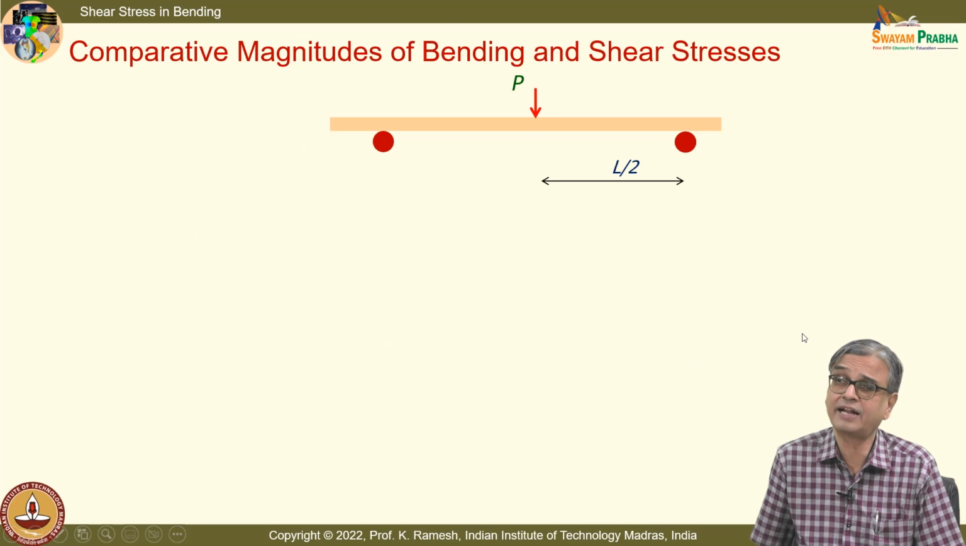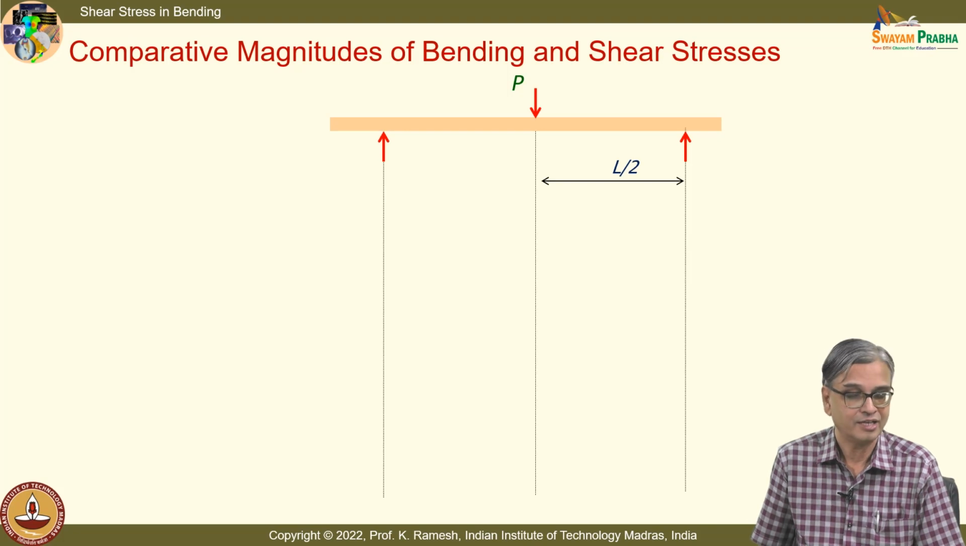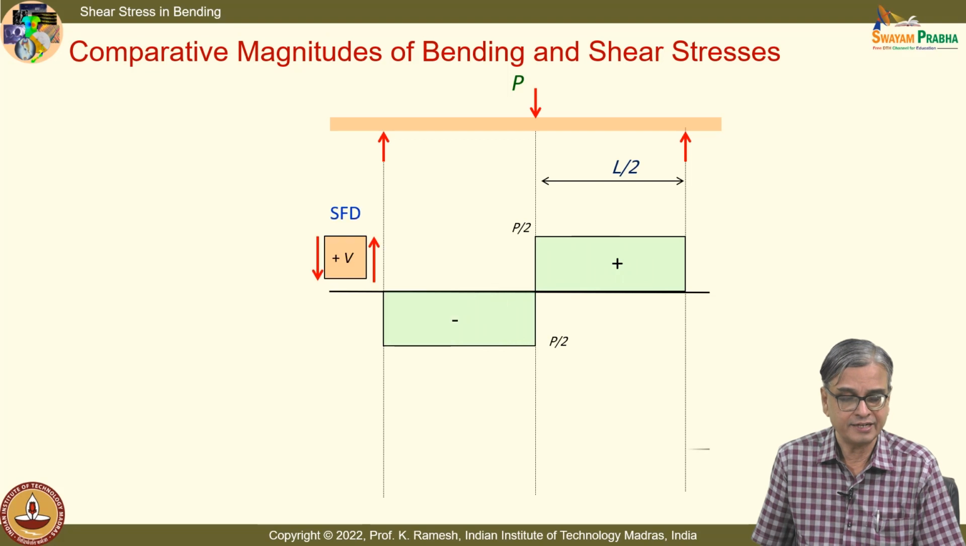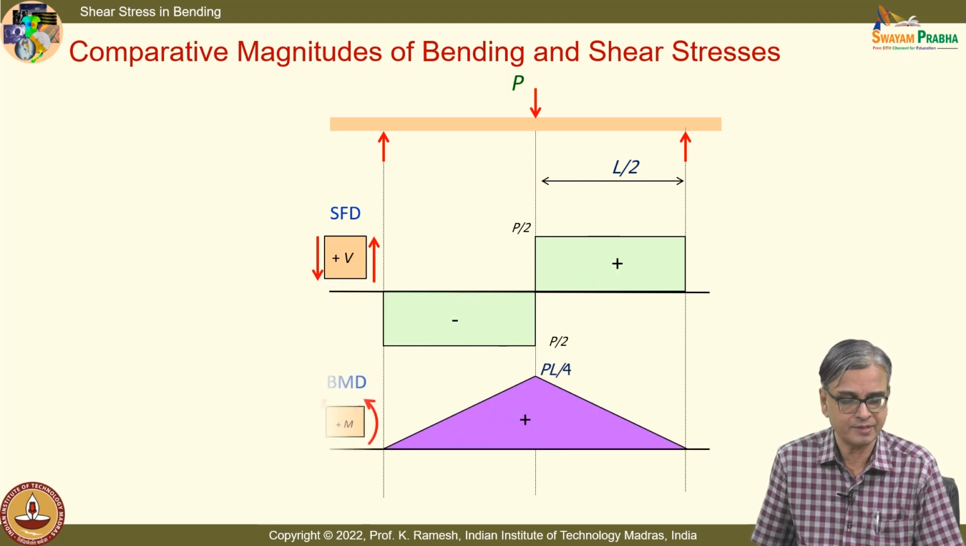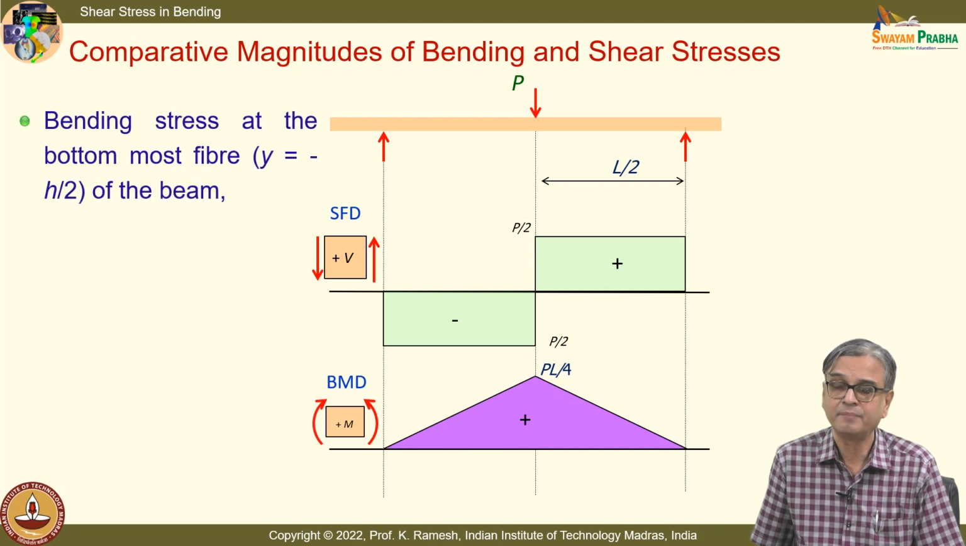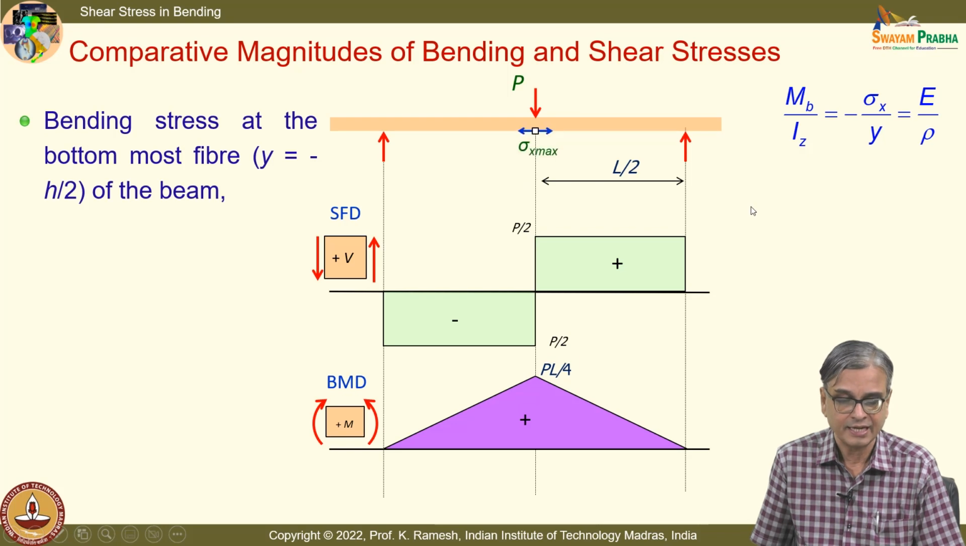Now, let us look at the relative magnitudes of bending and shear stress. You have a rectangular cross section, and you have the shear force and bending moment diagram. Where do you have the maximum bending stress? You have the flexure formula here. The maximum bending moment is PL by 4, that happens here, and I can have this as a maximum tensile stress.